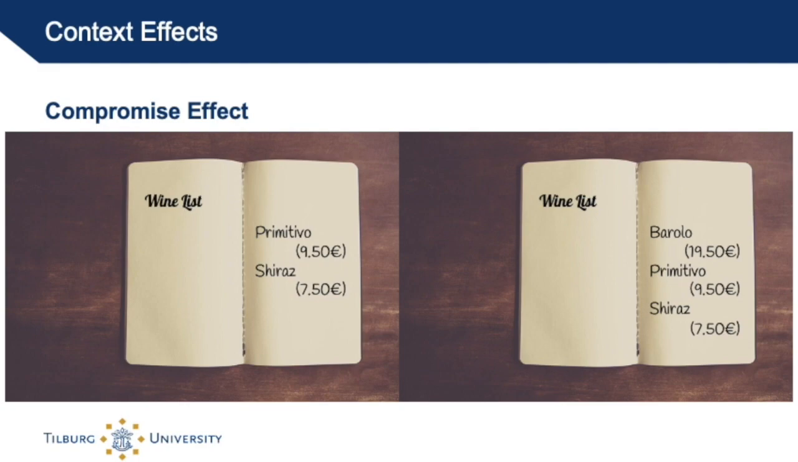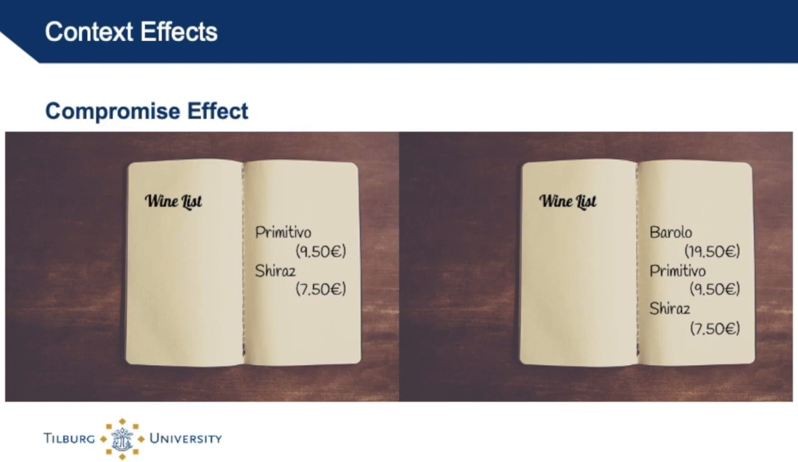So restaurants actually use this compromise effect to sell you their second most expensive wine. If we compare the wine list on the right to the wine list on the left, we will see that the wine list on the right gets more choices of the Primitivo. So more often will people choose the €9.50 option. And in the end, of course, that means for the restaurant that they will make more money without even selling the really very expensive Barolo. Actually, sometimes restaurants use this trick to sell their most expensive wine at a price that's too high, just because it's actually quite reliable that people will pick the second most expensive.